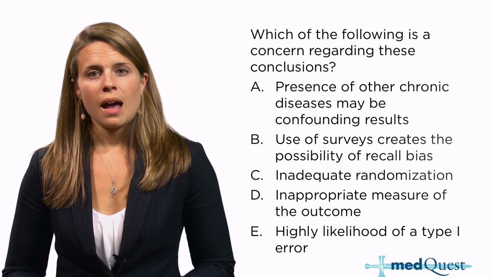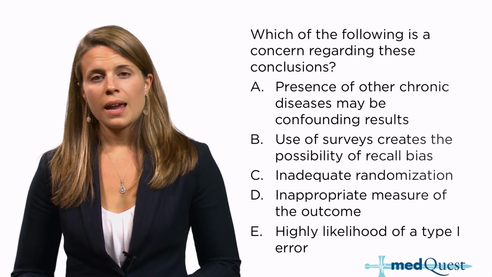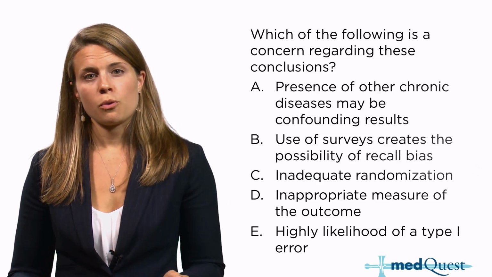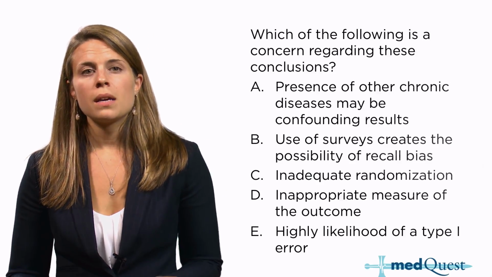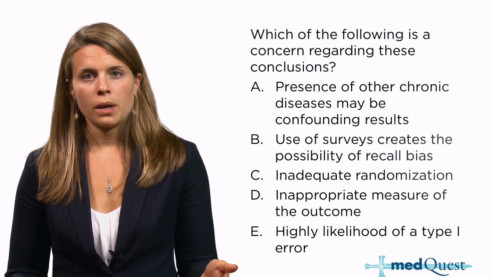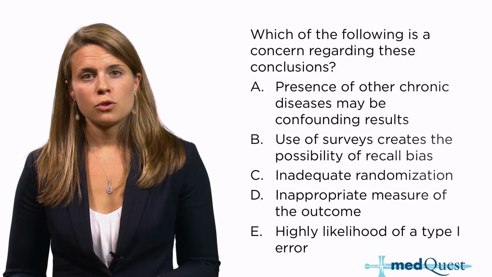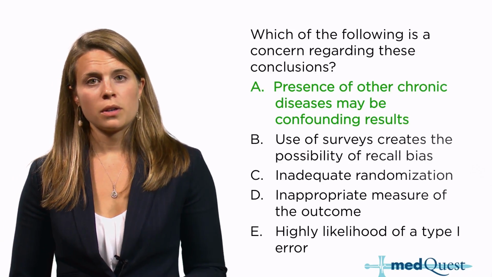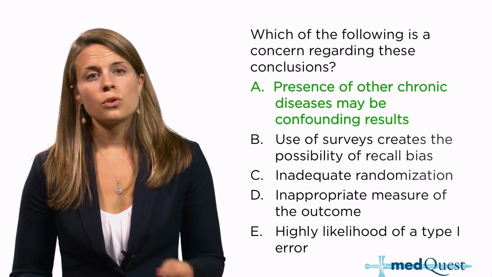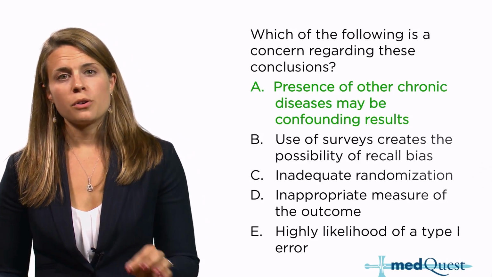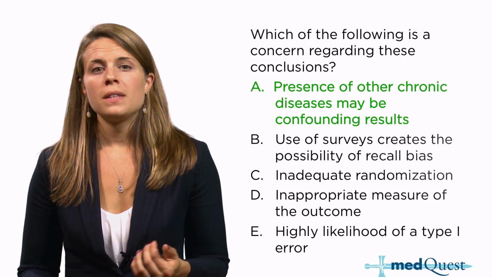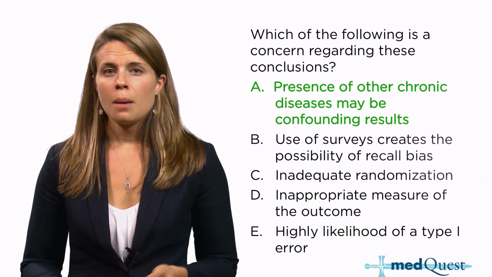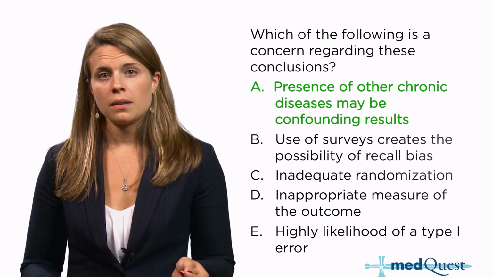Last choice is E, a high likelihood of type 1 error. Again, there's no reason for us to believe that this is the case. You're not really given enough information within the study to make a determination about the likelihood of type 1 error. That leaves us with answer choice A, that the presence of other chronic diseases may be confounding results. So again, you're selecting your sample from a nursing home. So it's possible that these patients have pain coming from other sources and other diseases besides just osteoarthritis.